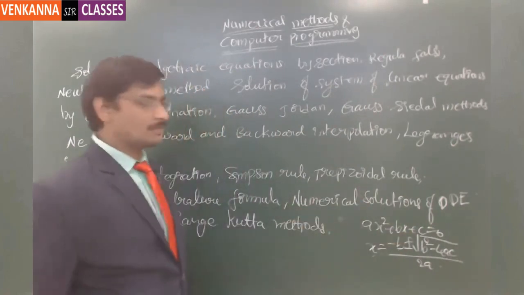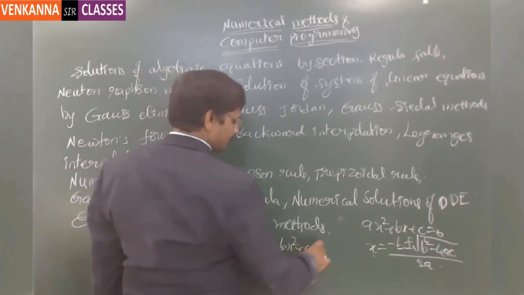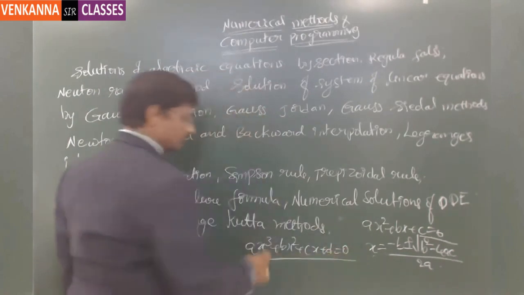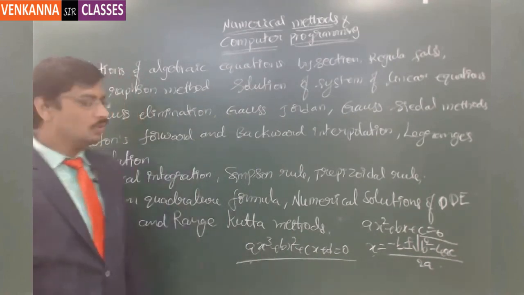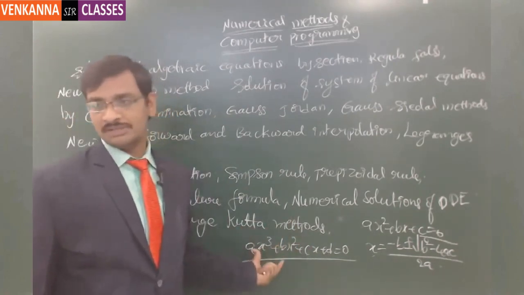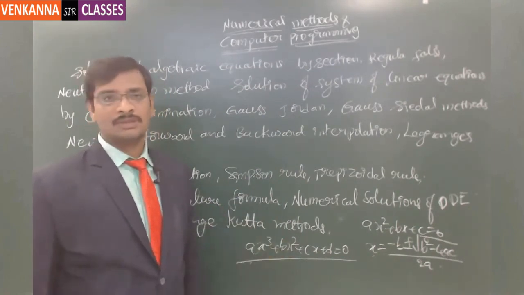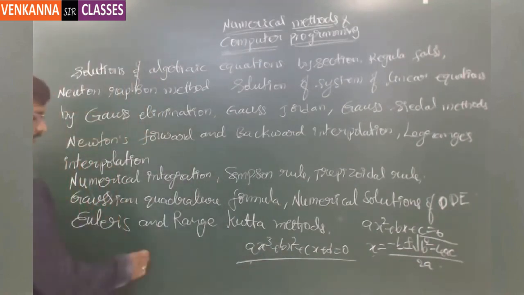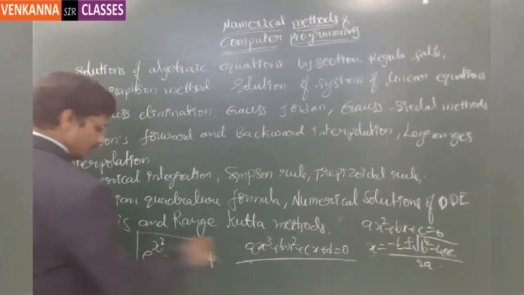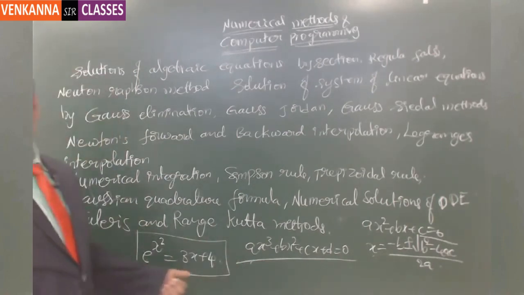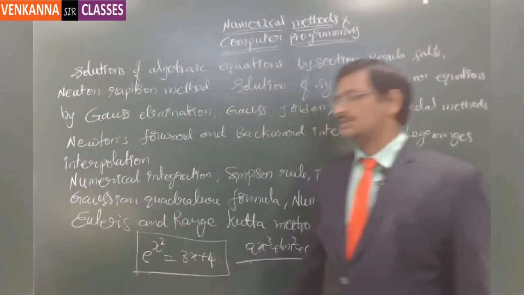Now, if I ask you to solve ax cube plus bx square plus cx plus d equal to 0, what are the roots of this equation? We cannot say the solutions directly. You might try different options by trial and error, and you may or may not get the solutions. Similarly, suppose e power x square equal to 3x plus 4. What are the roots of x which will satisfy this equation? There is no standard method available to solve this kind of equation.